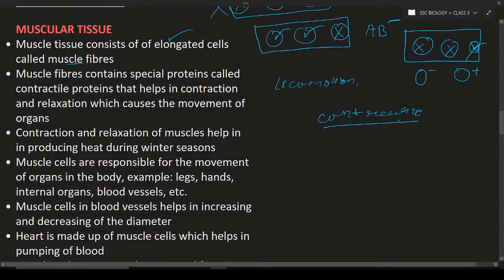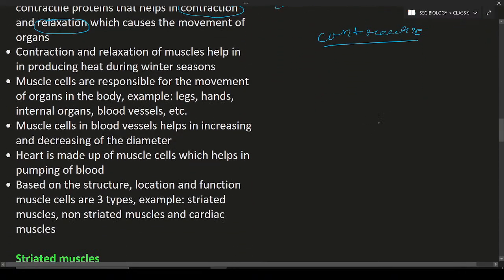Why are we calling it a contractile protein? Because these contractile proteins are helpful in the contraction and relaxation of the muscles. Due to the contraction and relaxation, we call these proteins contractile proteins. They help in the movement of the organism. For example, if you want to move from your home to the shop, you are using your muscle tissue. Muscle tissue contains muscle fiber cells, and these contain contractile proteins that help in movement by contraction and relaxation.